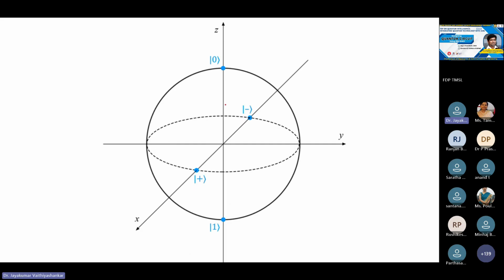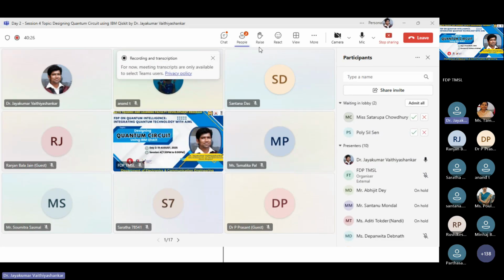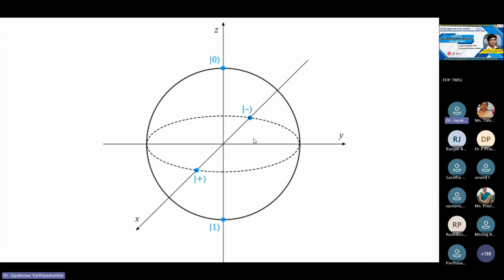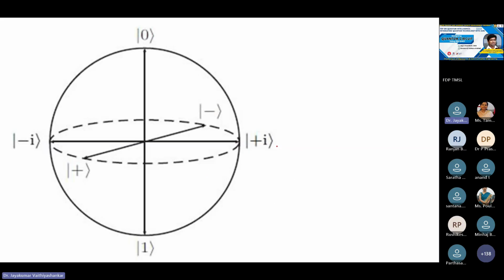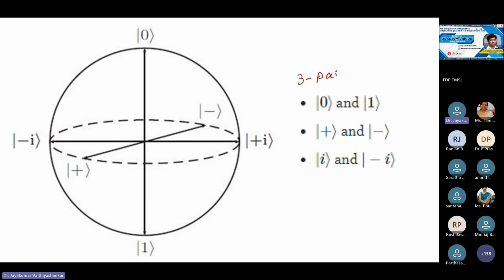Now we got the y-axis. Remember, we have state 0, state 1, along with the x-axis, positive state and negative state. Along with this, we get the y-axis. So we have 3 pairs of quantum basis.